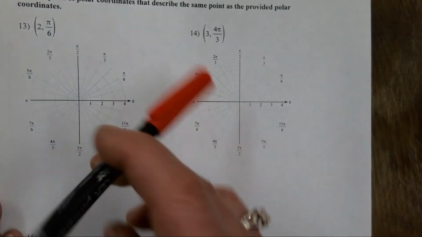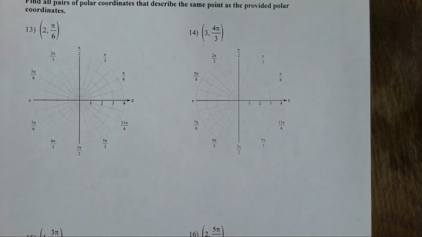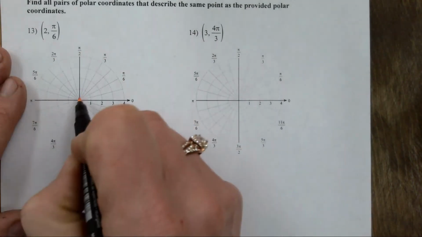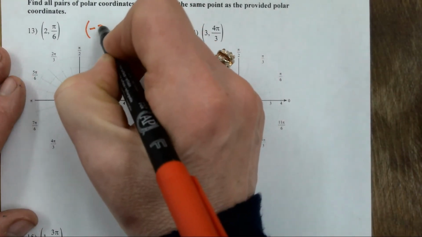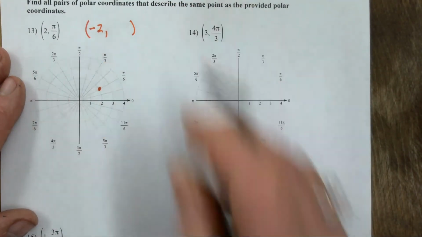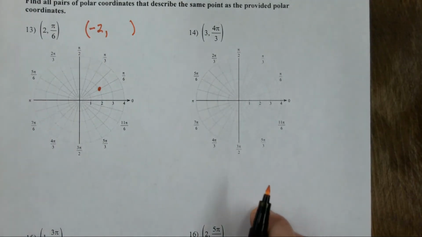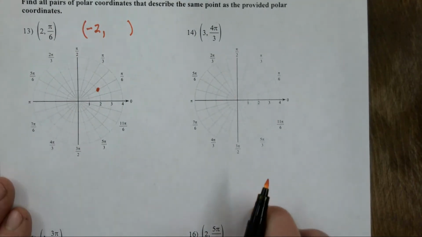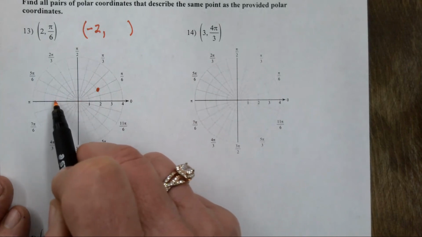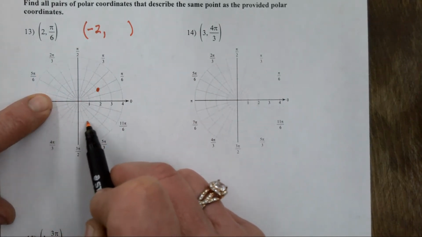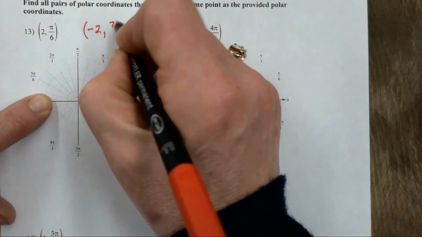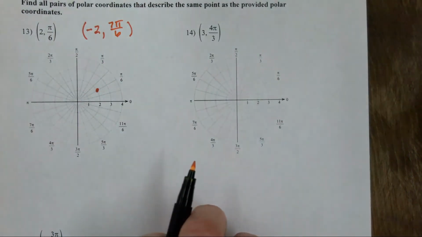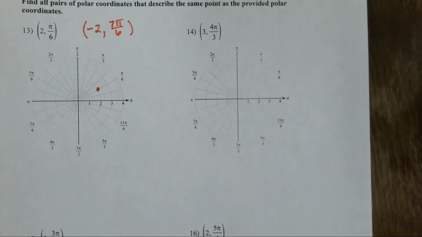And so the first thing that I want to do when I want to find all solutions is I'll plot this point. This is 2, pi over 6. I'm going to write a negative radius equation for that. I want a positive angle. So negative radius would be back 2, forward 1 pi plus an additional pi. So this would be 7 pi over 6. All right? That's 1 positive, 1 negative radius.